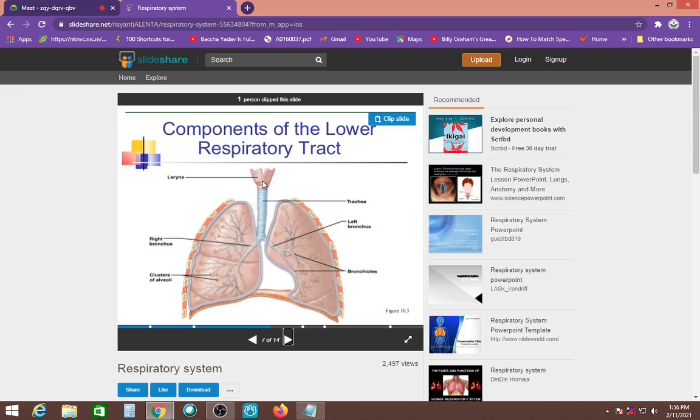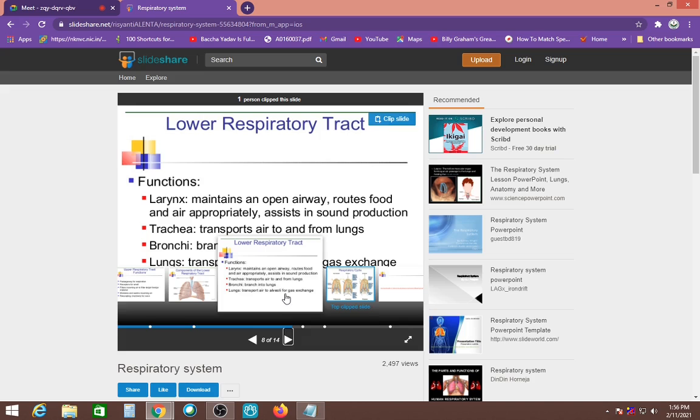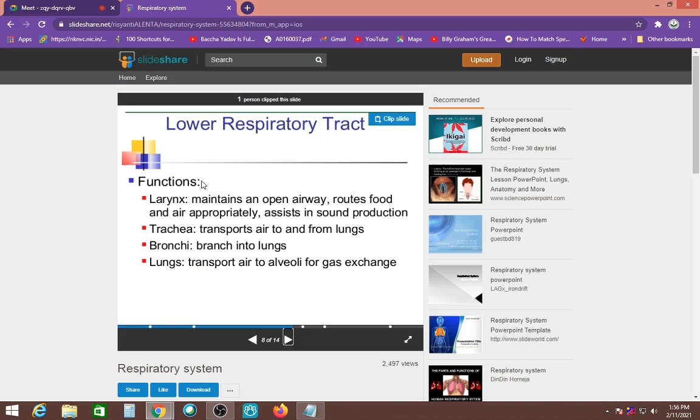We have the larynx here. Then comes the trachea. Then it divides. From the bronchioles and terminal bronchioles, then respiratory bronchioles, then this will be the alveoli, the sac. The functions of the lower respiratory tract are to maintain an open airway, route food and air appropriately, and assist in sound production. The trachea transports air to and from the lungs. Bronchi branch into the lungs and transport air into the alveoli for gas exchange.